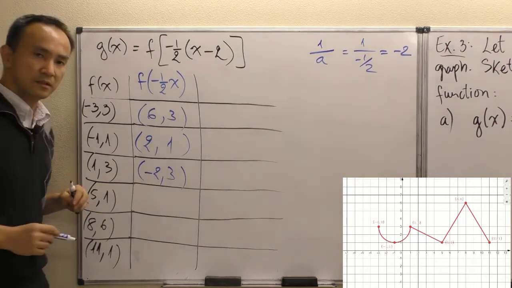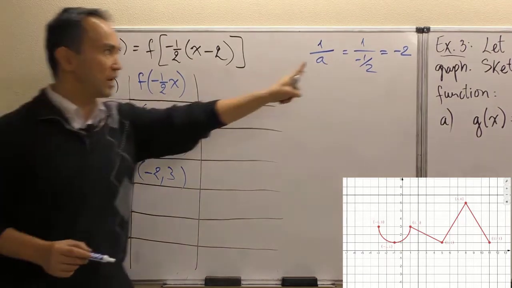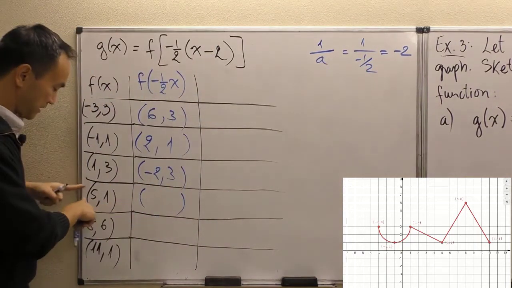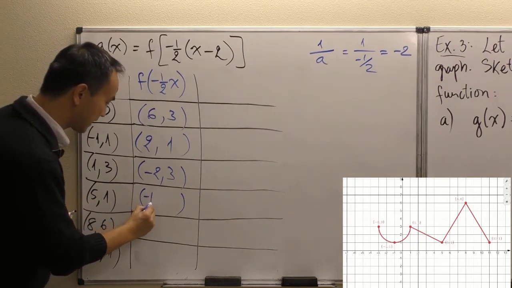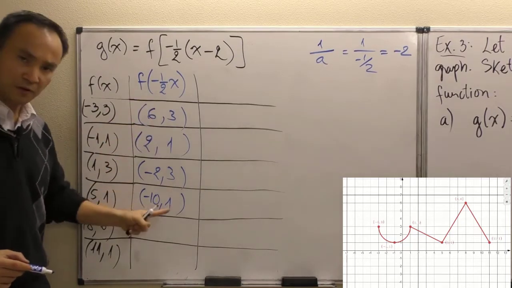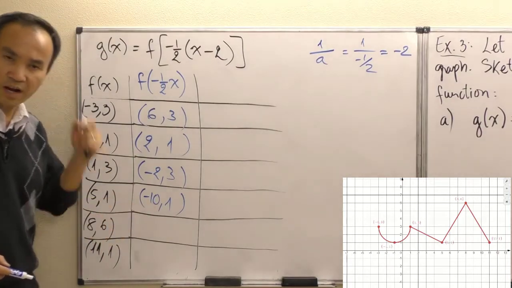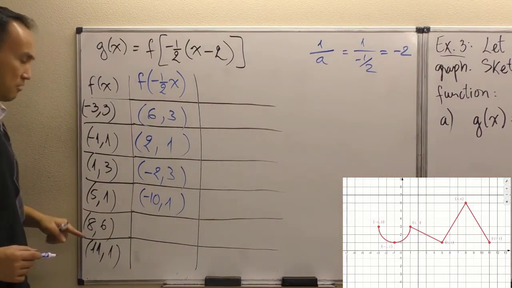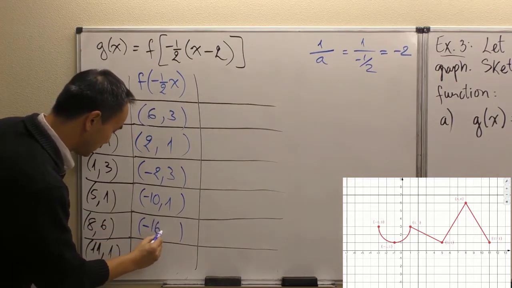All right, and we will have 5 multiplied with negative 2, so that our next point, 5 comma 1, is transformed into negative 10 comma 1. And again, throughout the whole work so far, nothing happens to the y values. Nothing is done on the y values. Okay, and then 8 comma 6 will now transform into negative 16 comma 6.